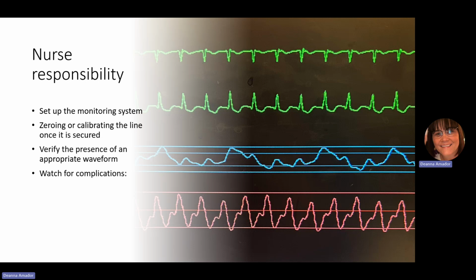Another thing to prevent complications, to make sure we have alarm limits set, a high alarm and a low alarm, and then make sure we don't have the alarms turned off, which, watch and see at your clinicals how many of your nurses turn off their arterial line alarms, which is very dangerous. That should not happen.